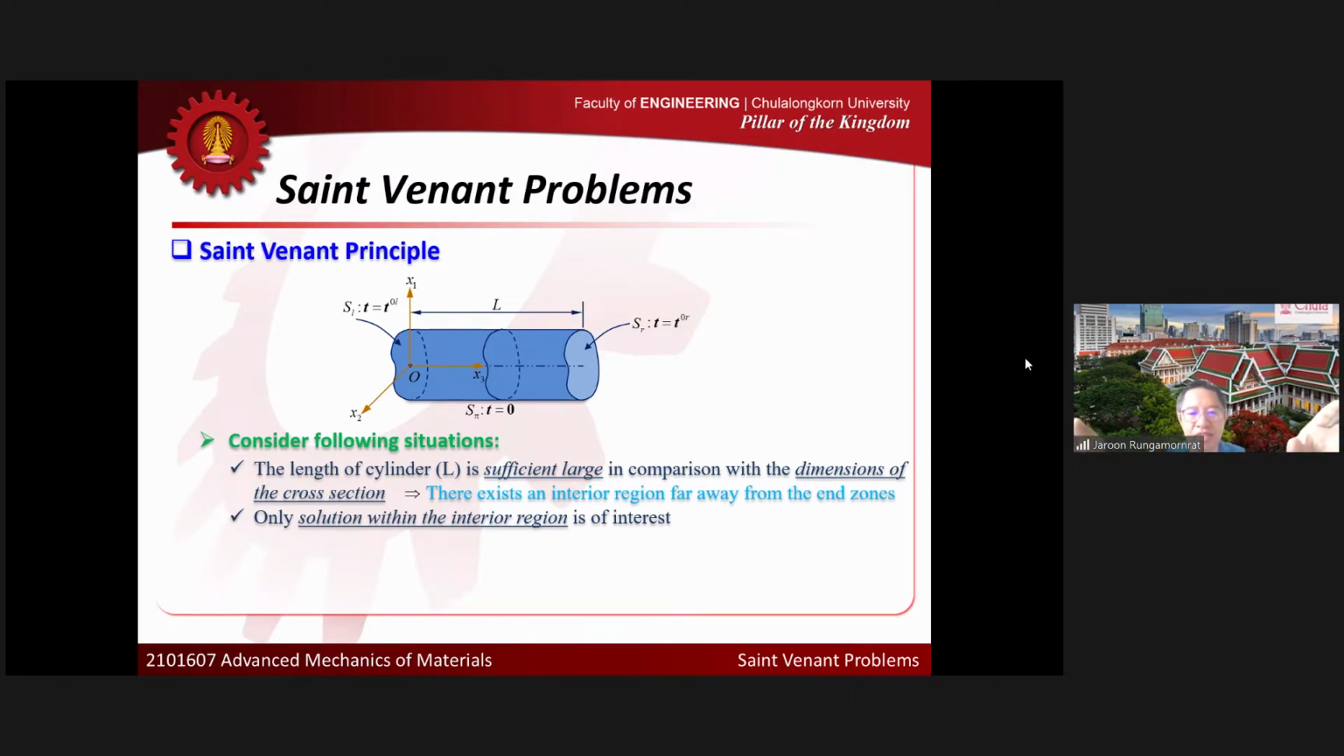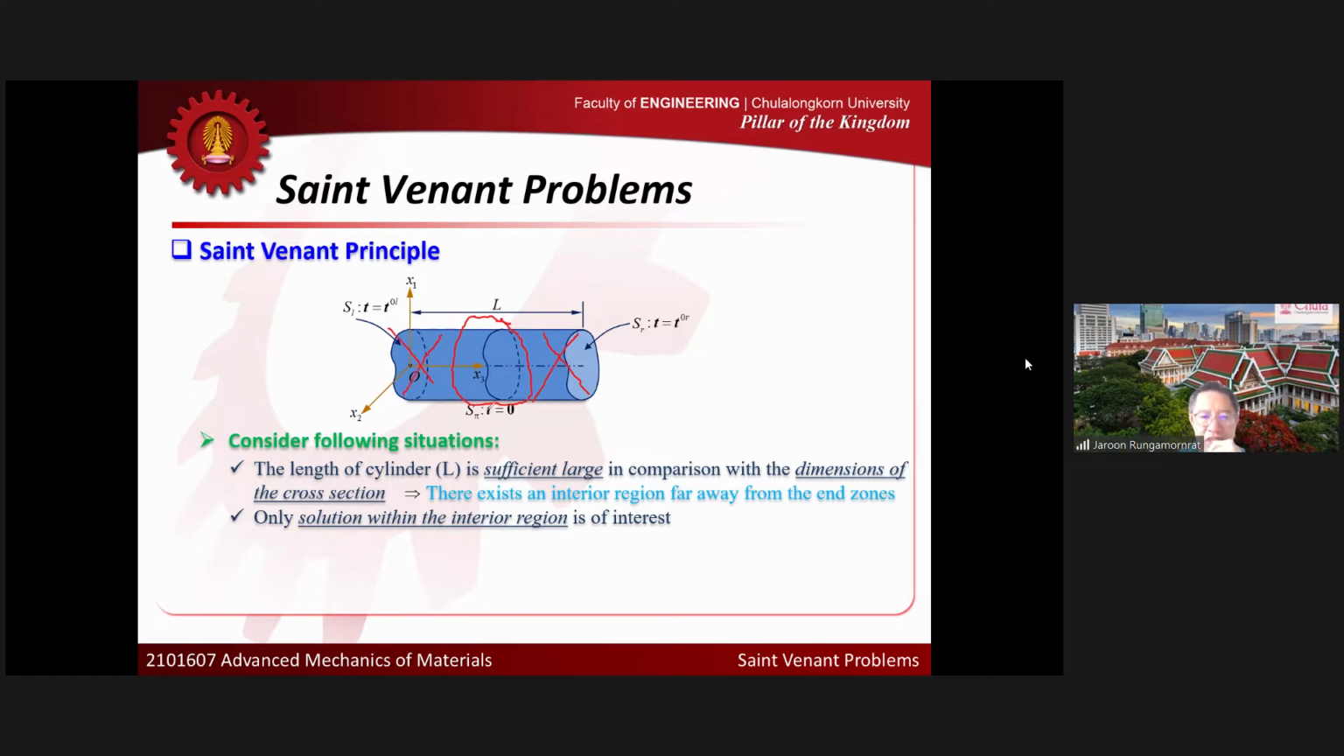So if we face this situation, what can we do to simplify the problem? We look at the body that is very long compared with the cross section dimension, and we are interested in only the solution in the interior zone. The interior zone is the zone I talk about. I don't care about the zone close to the end.